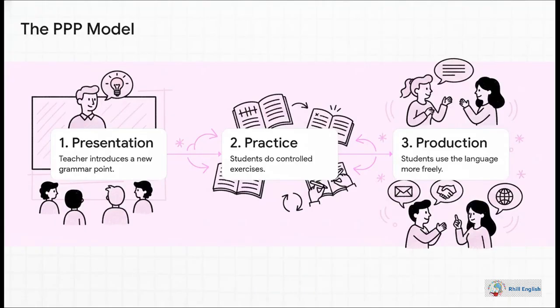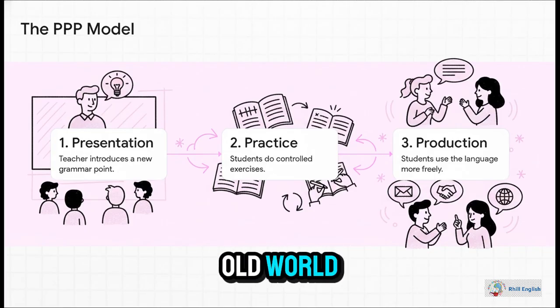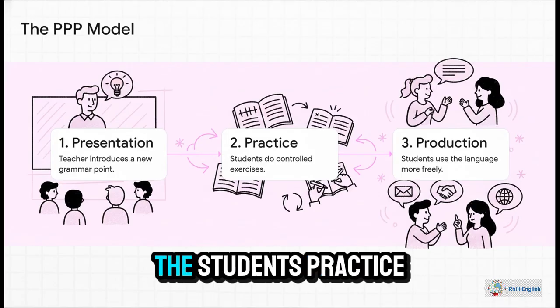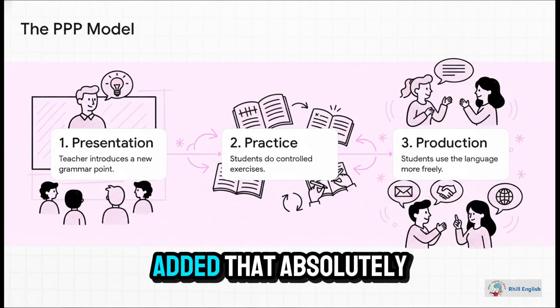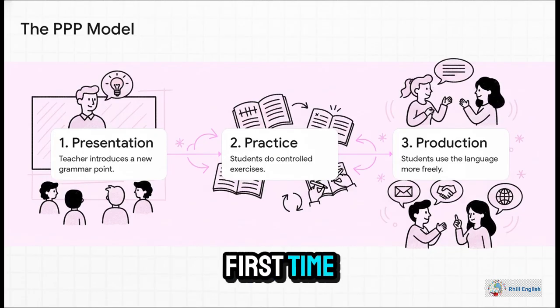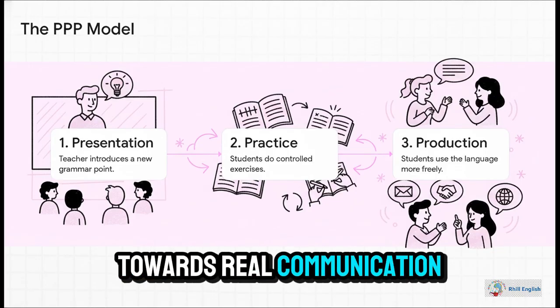So presentation, practice, production, or PPP, was sort of like a bridge from the old world to the new one. It kept that familiar structure, right? The teacher presents, the students practice, but then it added that absolutely crucial final stage, production. For the first time, students were really asked to use the language for themselves. It was a huge first step towards real communication.